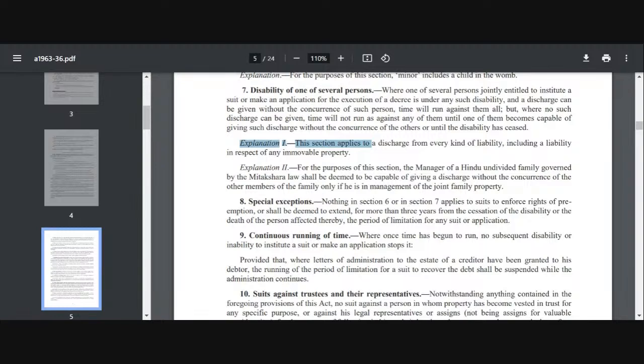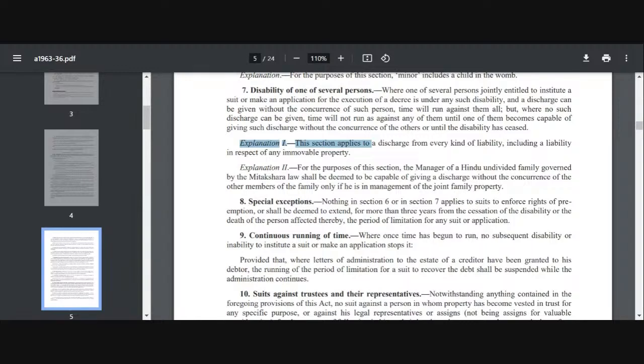So please read sections 6, 7 and 8 together, because that is having a combined effect also. Come to section 9, again very important. It is continuous running of time. So it's a continuation.